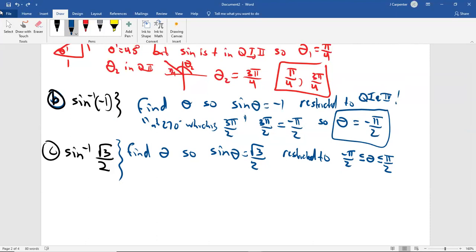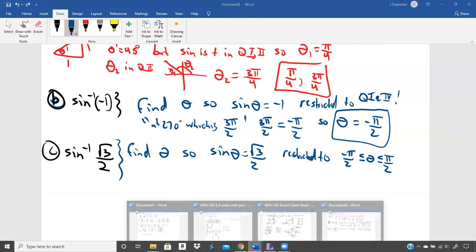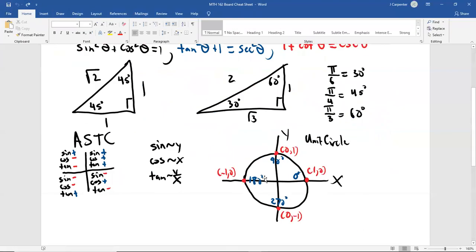Well, sine of theta equals square root of 3 over 2. Well, that's our 30, 60, 90 triangle with opposite of square root of 3 and a hypotenuse of 2. So let's go over to our unit circle. Not unit circle, excuse me, the special triangles. 30, 60, 90, 1, 2, square root of 3. So we're just trying to figure out, is it the 30 or the 60 degrees?